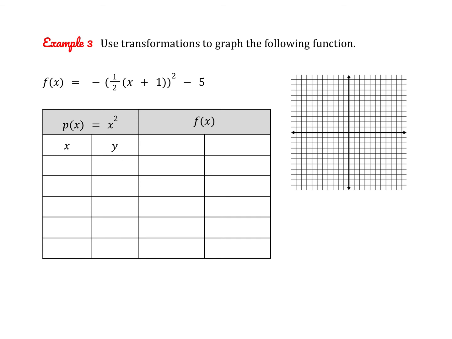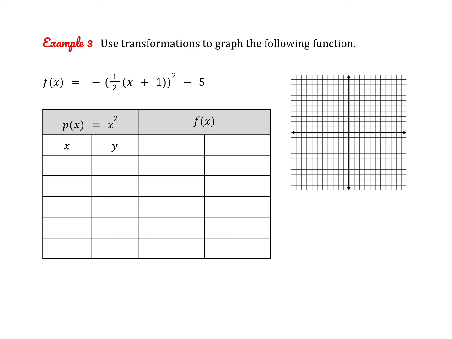Okay, let's give one of these a try together. So here we have a quadratic function with a whole lot of transformations. So that might be a little bit daunting to graph. So let's start by finding some coordinates from our parent function, which would just be x squared. So again, it's just the most basic form without any transformations. So let's find some points from this.